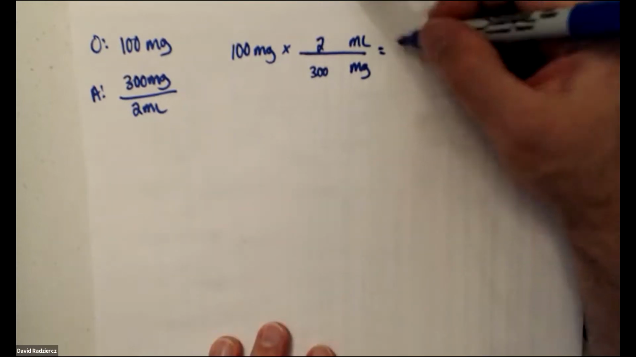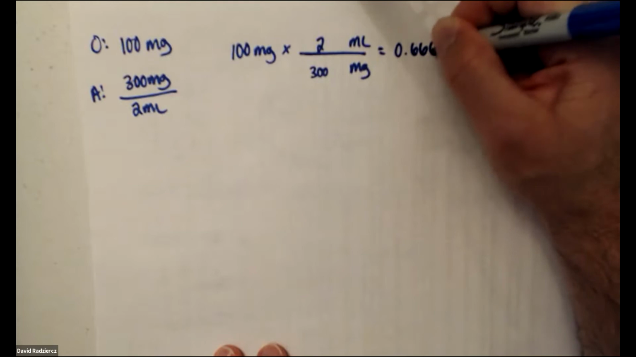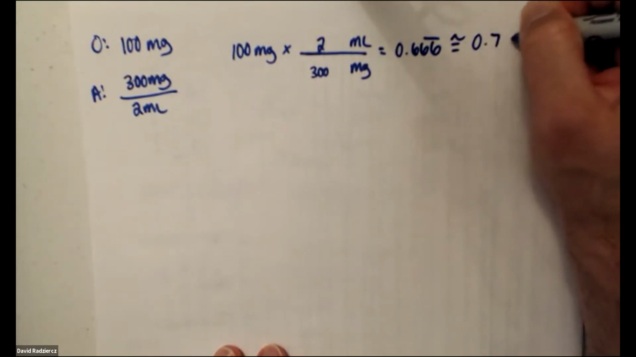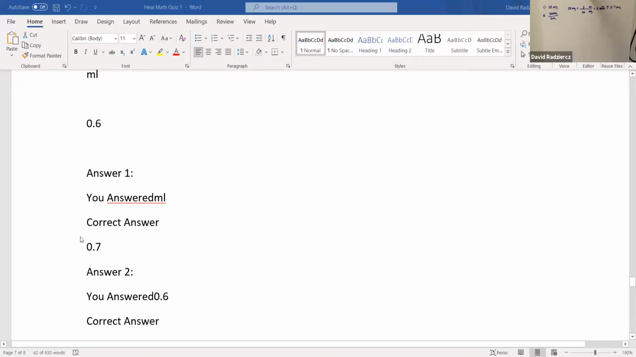200 divided by 300. I know we're going to get 0.666667. You're going to round this because it tells you to round to the 10th. So we have this 6 repeating, and you're going to round that to 0.7 milliliters, the nearest 10th. Let's confirm and see if that's the right answer according to this quiz. Yes, the correct answer is 0.7.